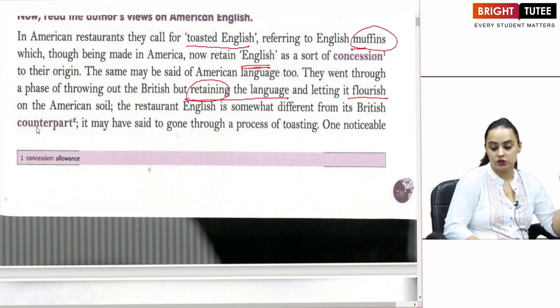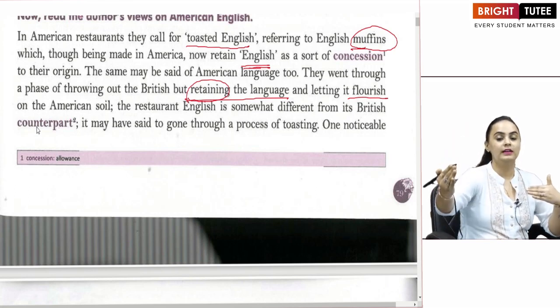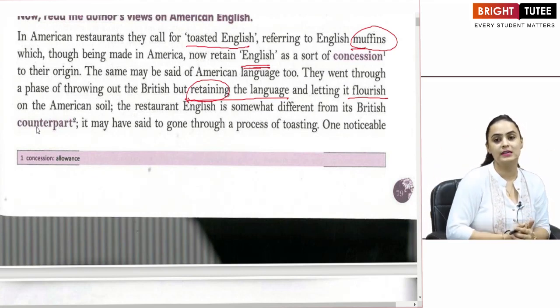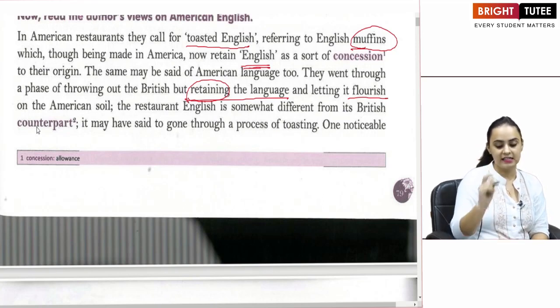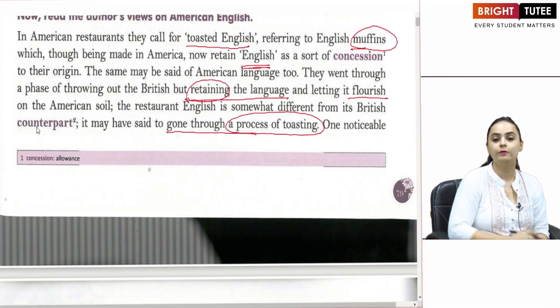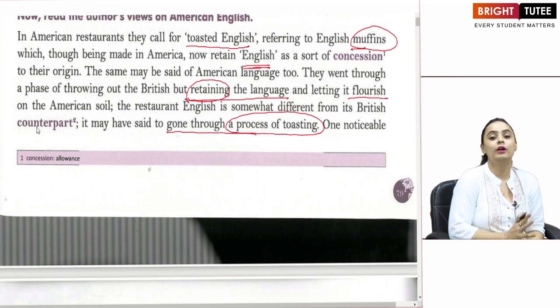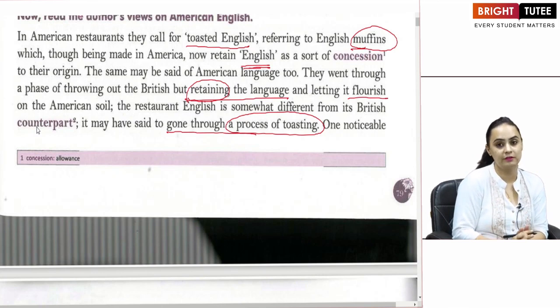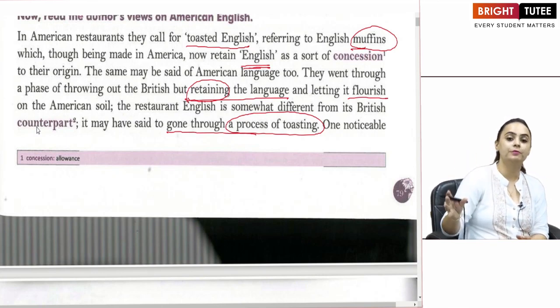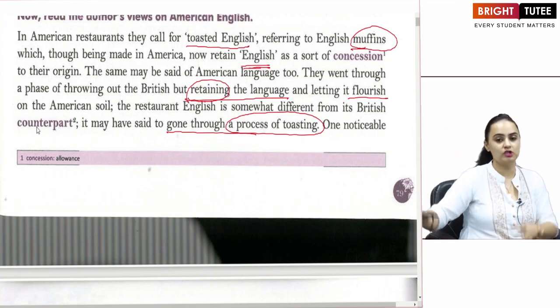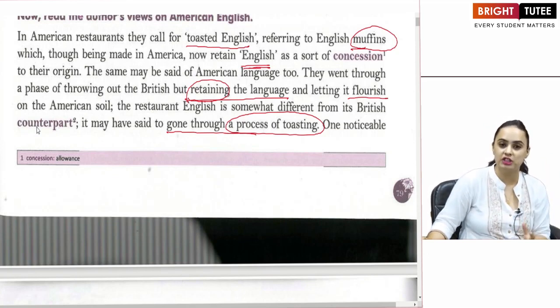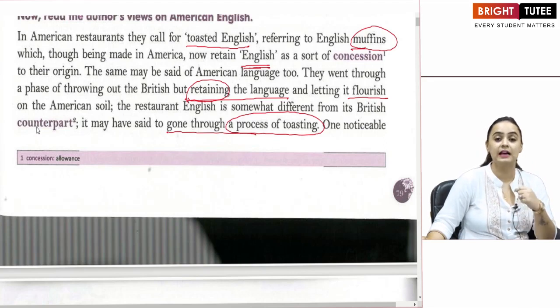The restaurant English is somewhat different from its British counterpart. British counterpart means what language is being used by the Britishers is totally different from what is being used by the Americans. And this is what is known as the process of toasting. So this is what the modification of the language is called. The language is same. English is the language that we are talking about. But it is modified. It is used differently in British and it is used differently in America. Why? Because the Americans have changed their language according to themselves. They have made it simpler.